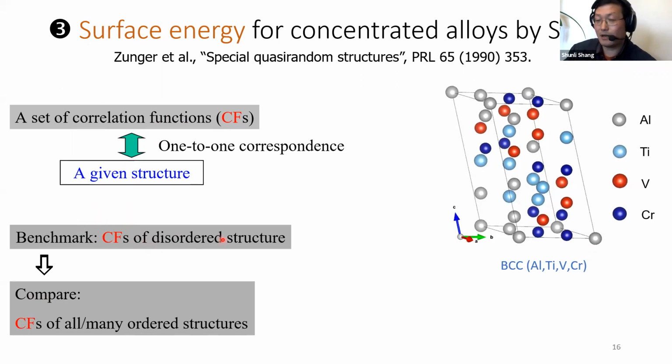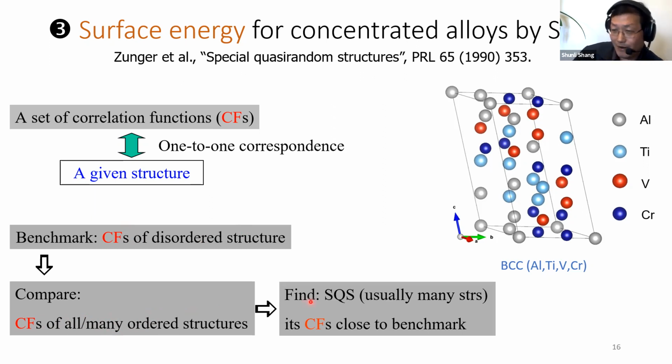We can compare this correlation function for the disordered structure with the ordered ones. We cannot enumerate all of them, but we can find many ordered structures and see which one gives a correlation function very close to the benchmark. Then we get a special quasi-random structure. This example is based on our previous work for quaternary alloys in BCC. These are SQS structures. For surface energy, and also for other properties of concentrated alloys, we can use this method.